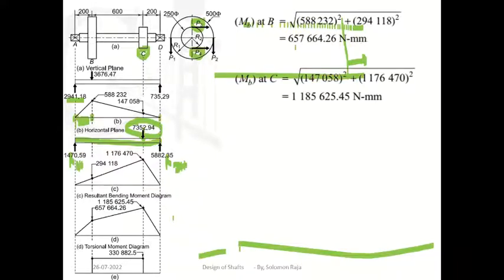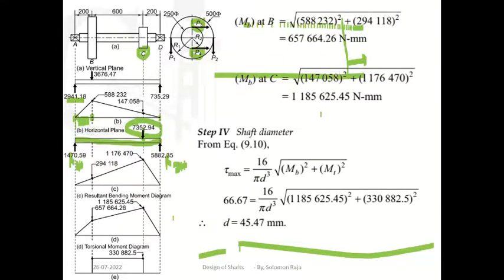Similarly, for bending moment at C, at C also I have vertical bending moment 147058, horizontal bending moment 1176470. Square it and sum it, then root it. 1185625 we got. Now we need the final answer. So the maximum bending moment is at point C and the maximum bending moment value is 1185625. That value we have to take.